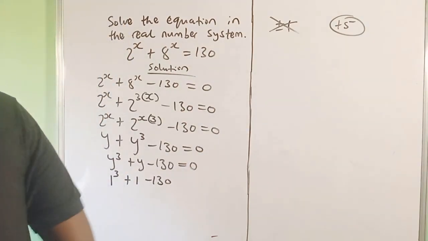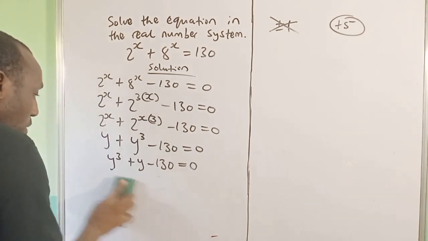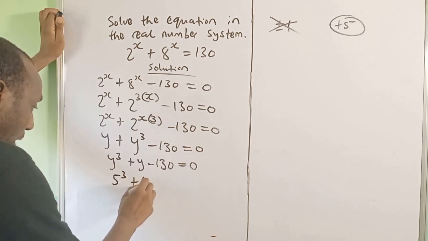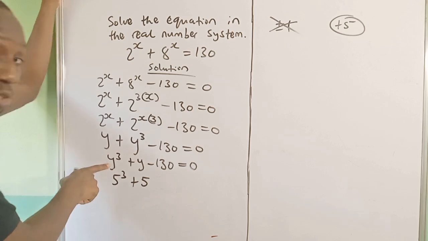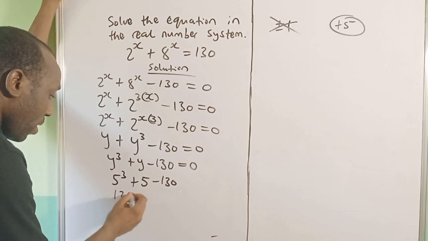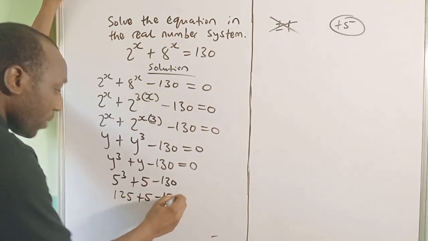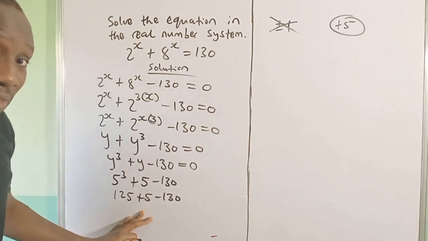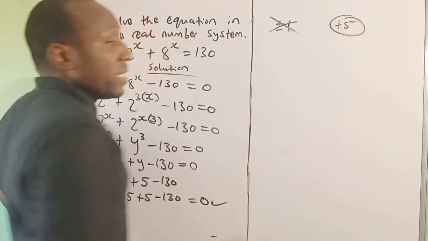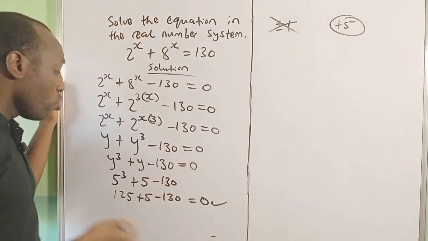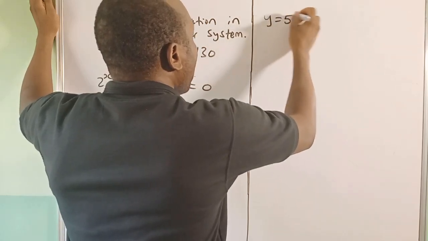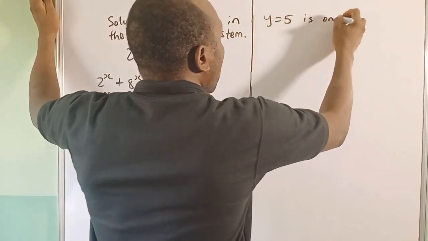So if I plug in 5 into this cubic equation, let's see what that will give us. So this will be what? 5 cubed plus 5, I'm plugging in 5 into y, then minus 130. What is 5 cubed? That's what? 125, then plus 5 minus 130. 125 plus 5 is 130. 130 minus 130 is what? 0. So which means plus 5 is one of the roots of this equation. So y is equal to 5 is one of the roots.